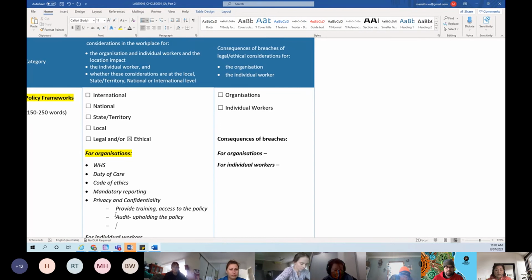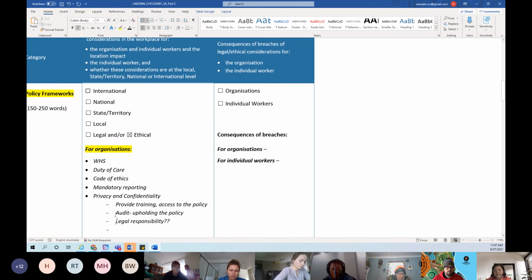Now, the legal responsibility, what's that? When it comes to the law, what do you think is the organisation's responsibility? Making sure they're up to date. Excellent, thank you so much. It has to be up to date, because as we all know, legislation changes.